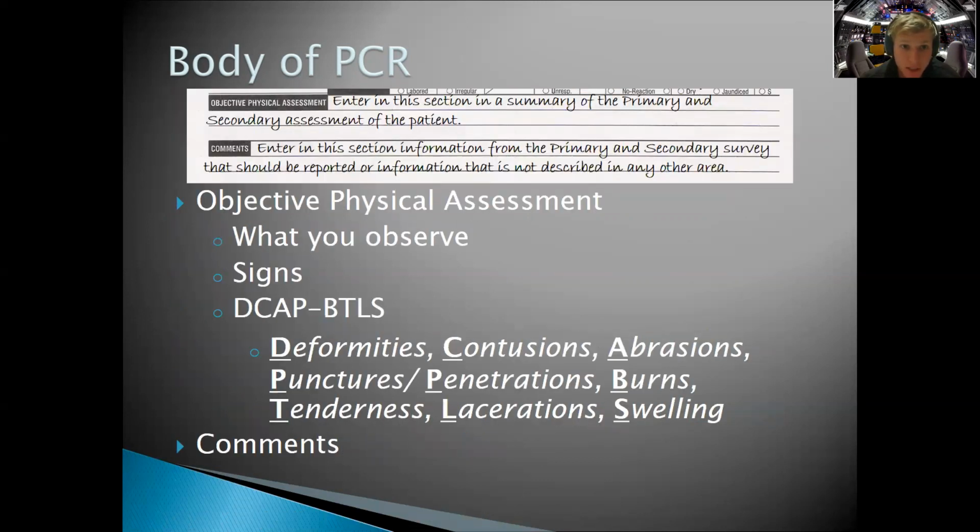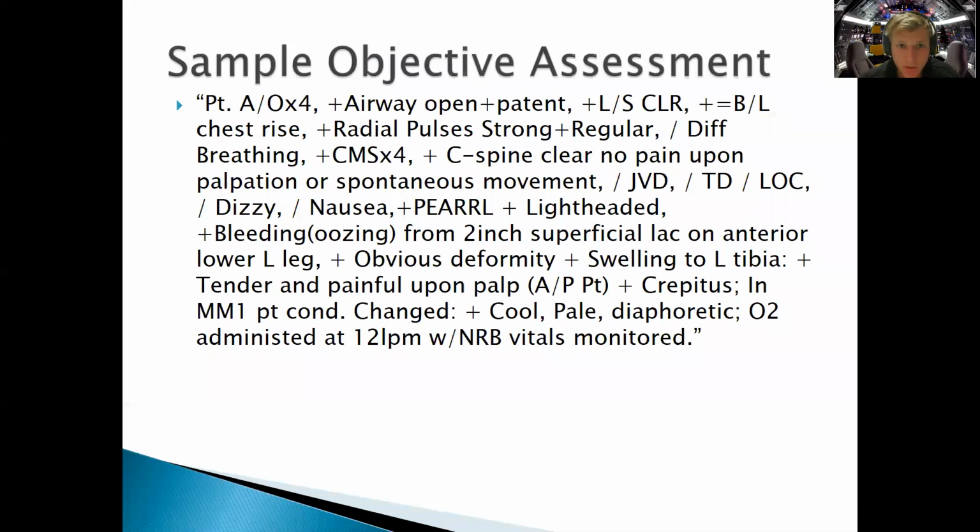So we have our objective and comments. So what did you observe? Signs, DCAP-BTLS. This is like everything else in the patient. And then the comments below. This is an example of an objective assessment. Patient is A&O, or alert and oriented, times 4 plus, meaning the patient has it.